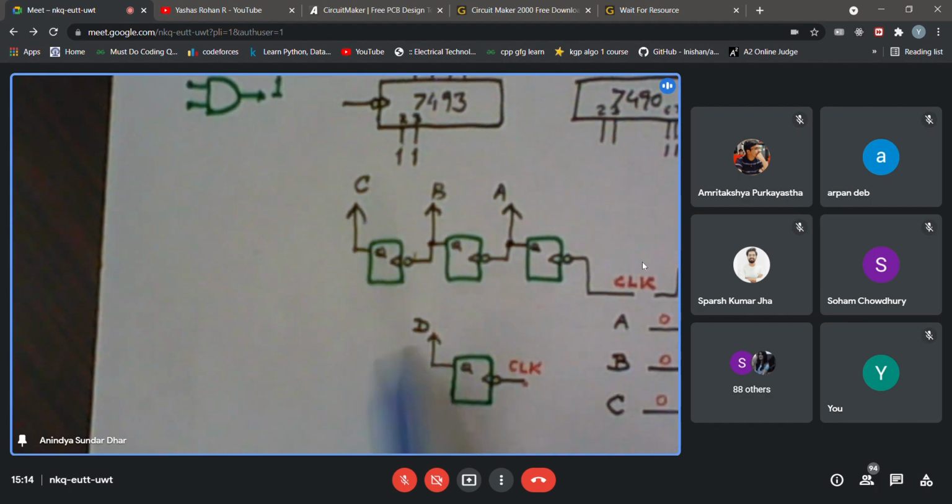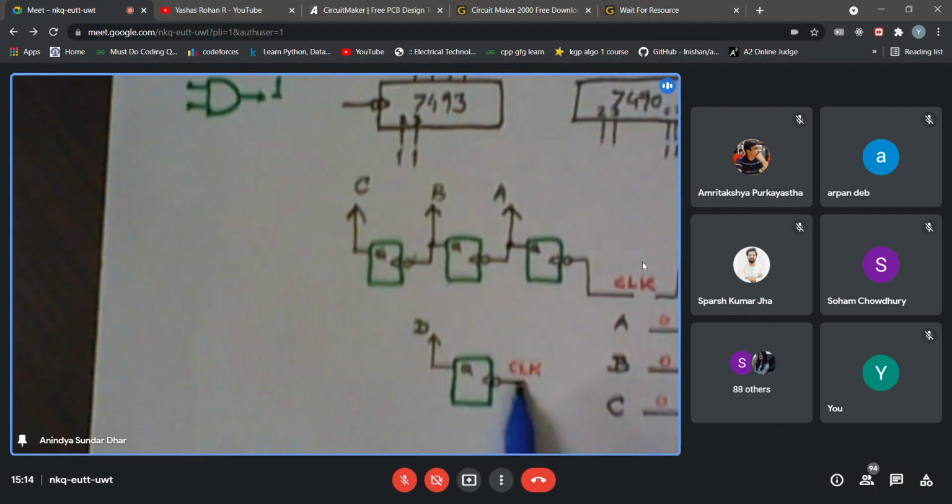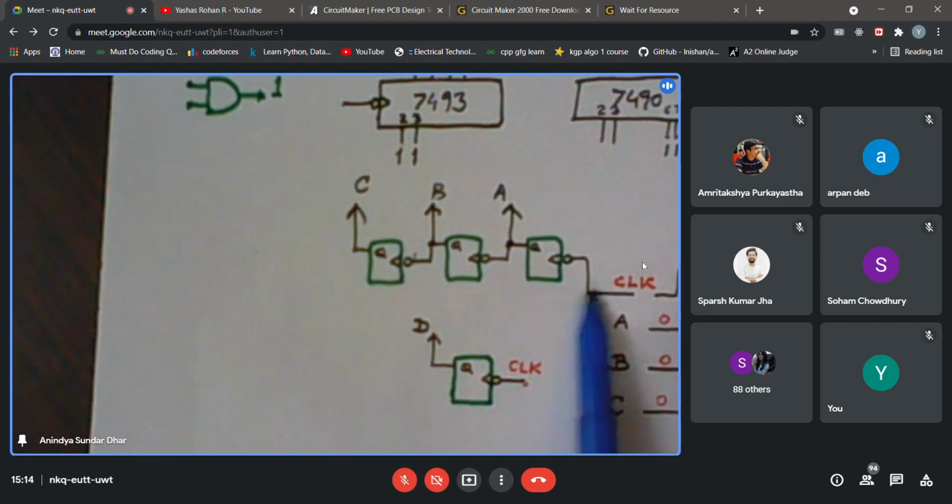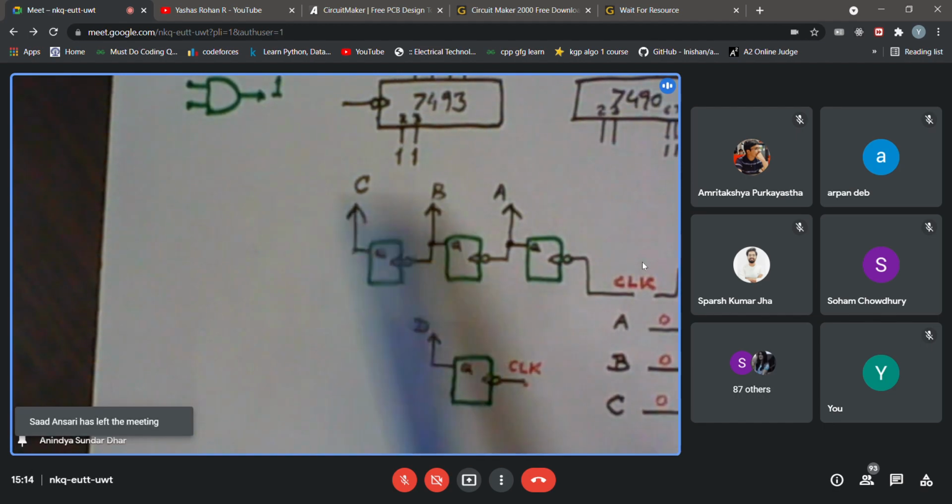Otherwise, this won't respond. Alternatively, if I apply the clock here, this becomes the LSB. This becomes the next bit to the LSB if I connect this D input to the clock. But that connection is necessary. Okay. And then I'll be putting it over here.